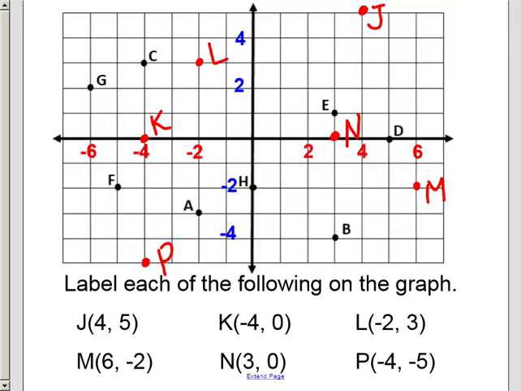That has hopefully given you a good overview of coordinate graphing. What we're going to look at next is ways we can use the coordinate graph to do reflections and finding distances and things like that. But before you can do that, hopefully you have gotten all these basics down.